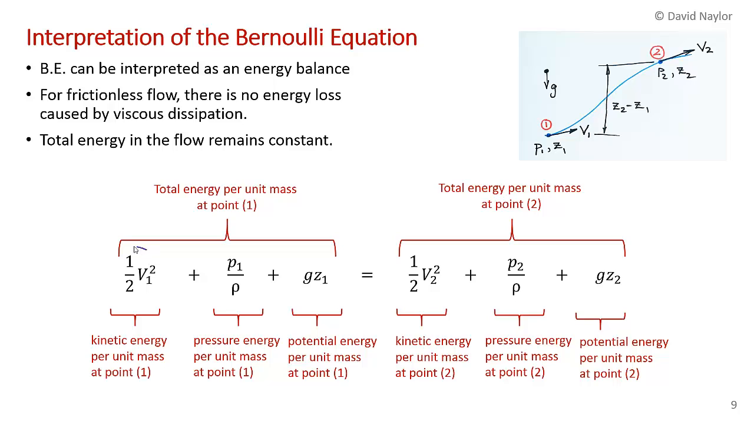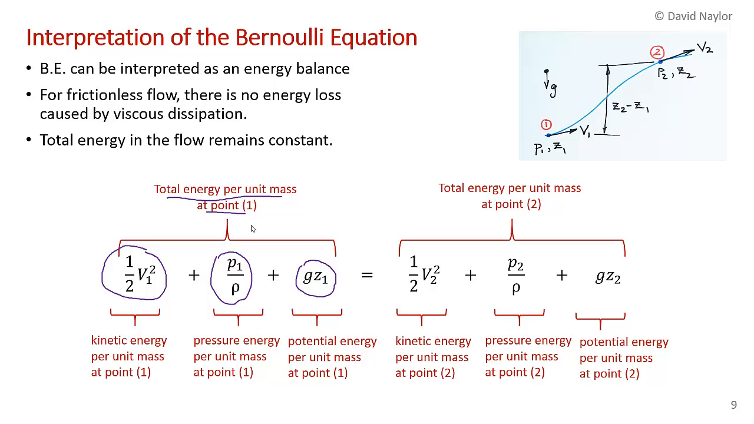The first term here is the kinetic energy, and of course, kinetic energy is 1/2 mv squared, so this is per unit mass. This is something called flow work. Some people call it pressure energy or pressure work. So it's the energy associated with the pressure. And this is potential energy. Remember, potential energy from your physics course is weight through a height. So this is potential energy per unit mass. And the previous term, of course, is pressure energy per unit mass. So when you add these 3 terms up, you get the total energy per unit mass at point 1.